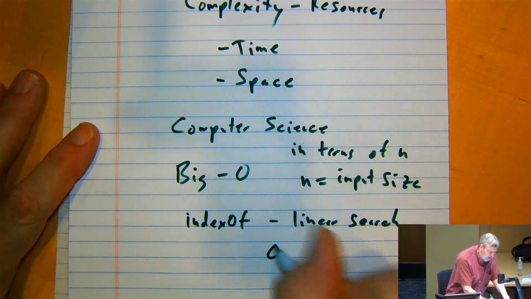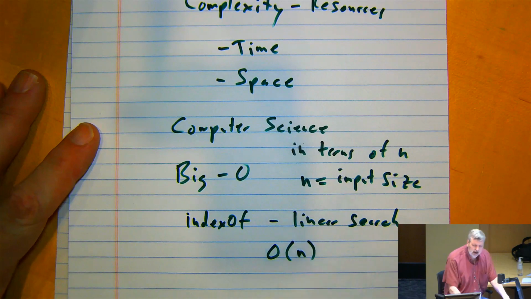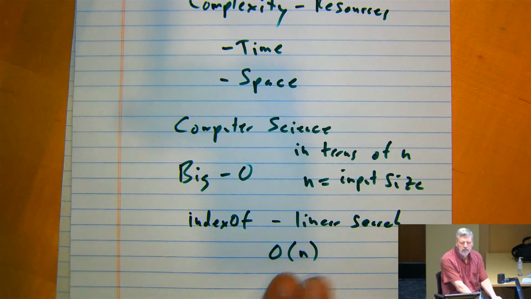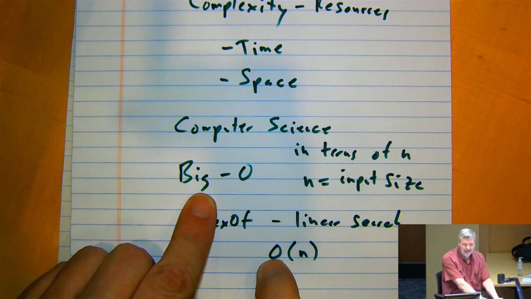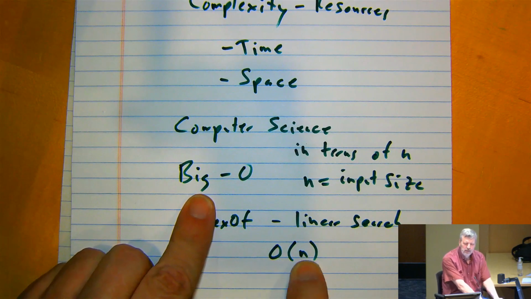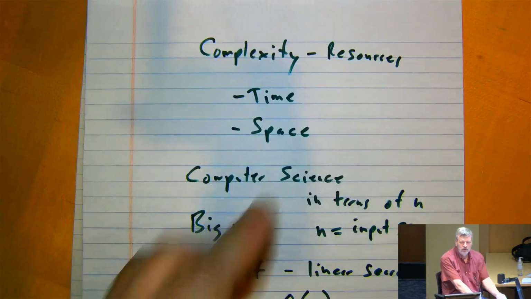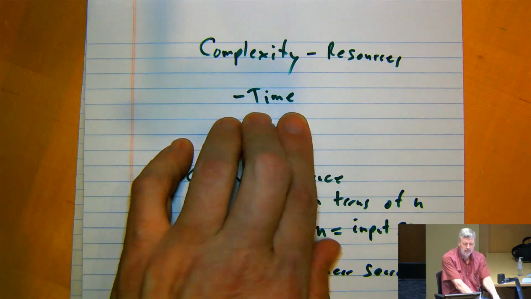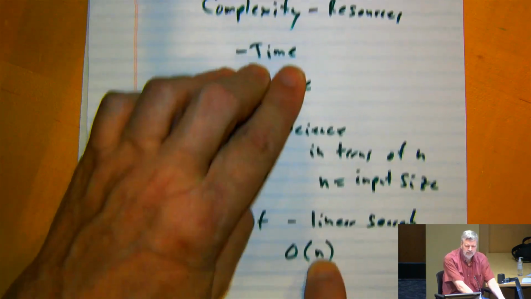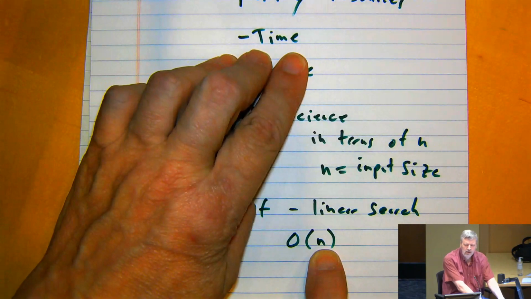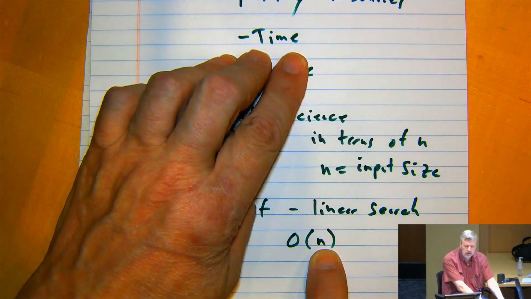We would conclude that this is an O of n algorithm. So that's a big O. That's where that terminology comes from. And we have a function inside of here that's meant to characterize the amount of whatever resource we're talking about. So if we're talking about time, as we are in this case, a function that would indicate how the time changes with the input size.